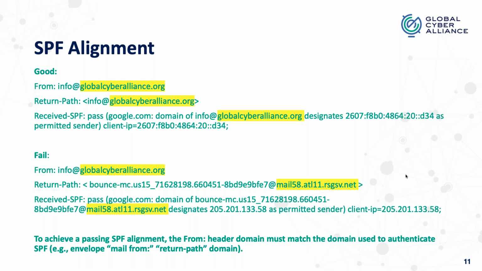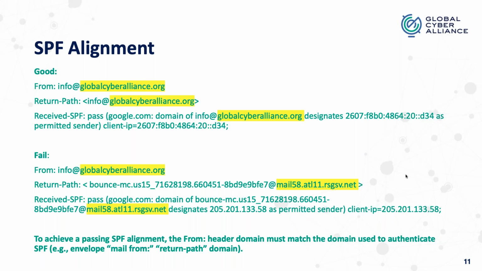So remember, for SPF alignment, this is from week 2, what's being compared for alignment? It's the from domain with the return path domain. Those are the two things that are being compared. With SPF verification, what's being checked is, what is that return path domain, and is the message coming from a system that's authorized for that particular domain in the return path?